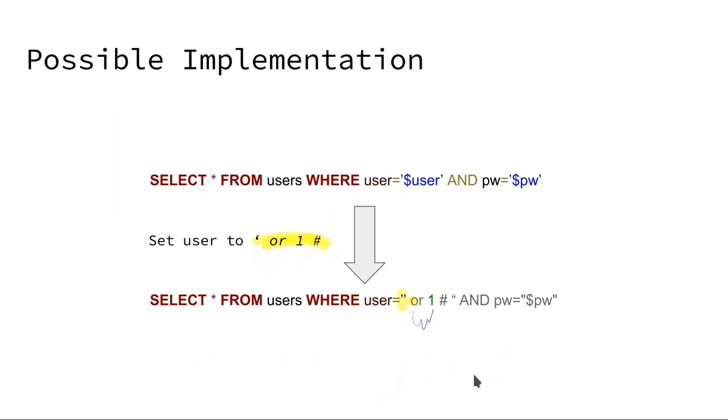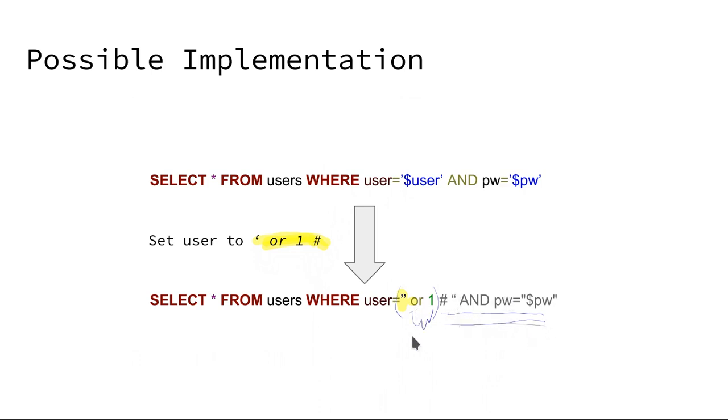or 1. And this is always true, obviously. This statement here is always true, because or 1 or true is always true. Then there comes the hashtag, the Raute, and everything behind the hashtag is a comment in SQL. So everything here behind the hashtag will be ignored.